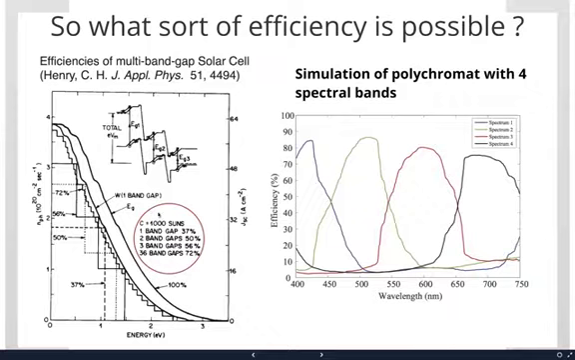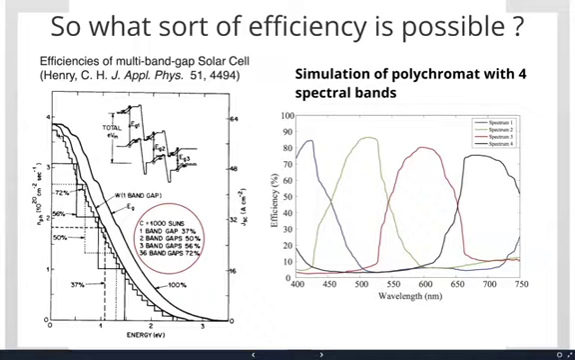Another way to look at it is basically shown here. Let's imagine you have a concentration factor of 1,000. If you have a single band gap, the maximum efficiency you can hope to achieve is 37%. If you have two band gaps, you can get 50%. If you have three band gaps, you can get 56%. If you have 36 band gaps, you can get 72%, and so on and so forth.